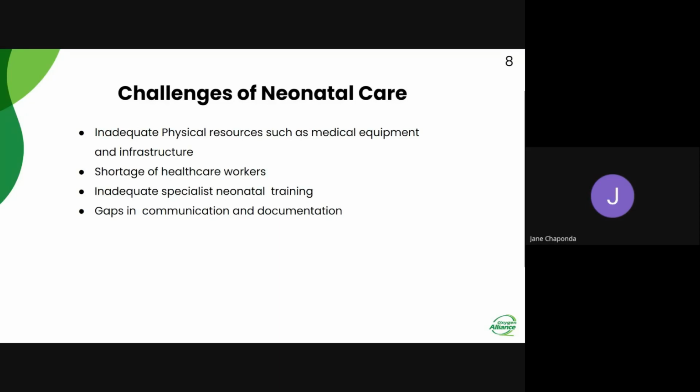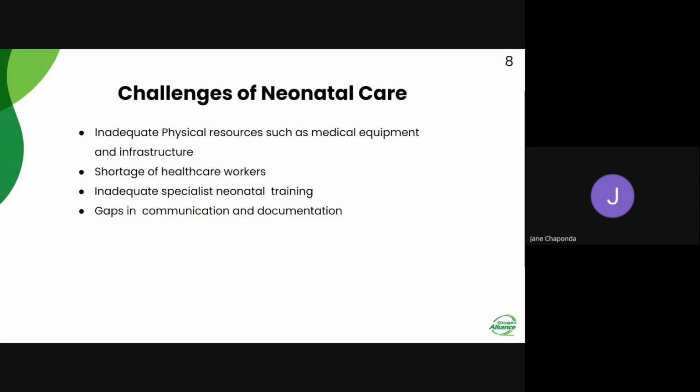And another challenge is shortage of healthcare workers. So there is also a shortage of healthcare workers, especially nurses, who can deliver quality neonatal care, including oxygen therapy. Another challenge is inadequate specialist neonatal training. So this means that the health workers may not have the necessary knowledge and skills in order to provide quality neonatal care.